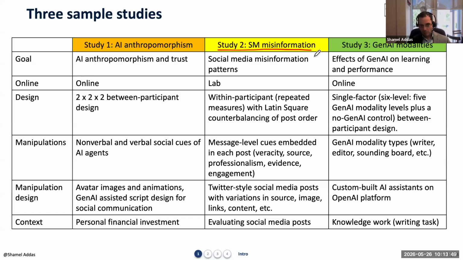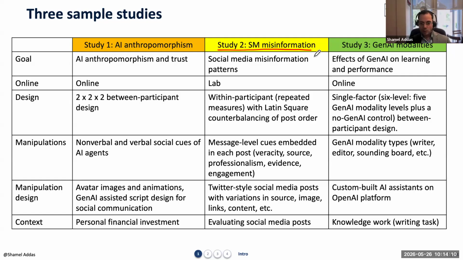This was a within participant design. So I'm going to be talking about all of this, between design and within participant design. We used repeated measures. So every participant would be exposed to 20 posts. And we also used Latin square counterbalancing of the order of the posts. I'm going to be talking about all of this later and why we did that.